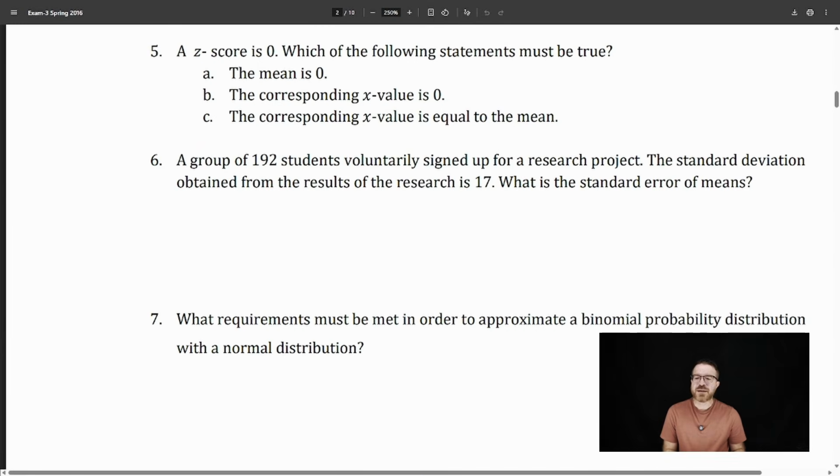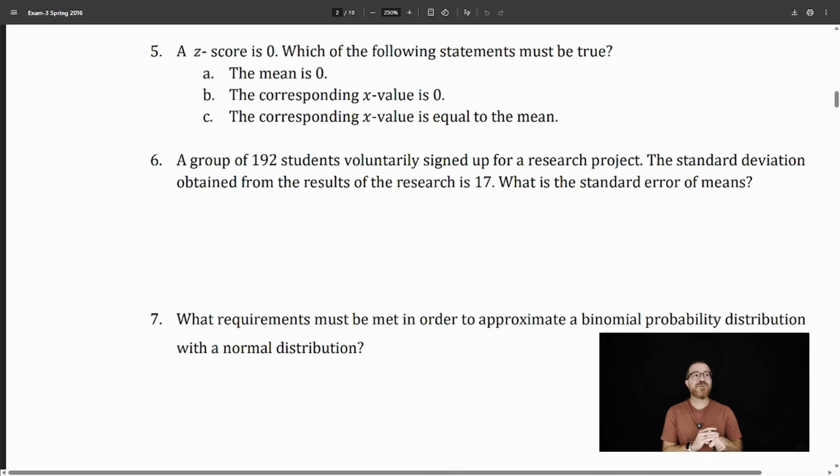Question 5 says, a z-score is 0. Which of the following statements must be true? A, the mean is 0. B, the corresponding x value is 0. Or C, the corresponding x value is equal to the mean. So this one is actually going to be C.